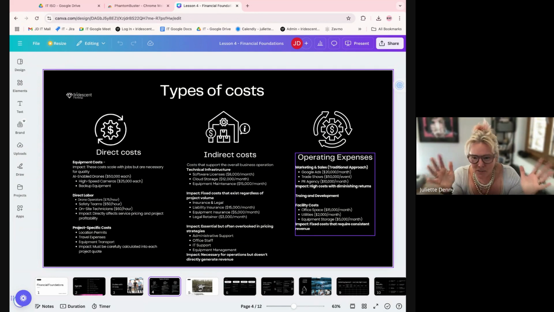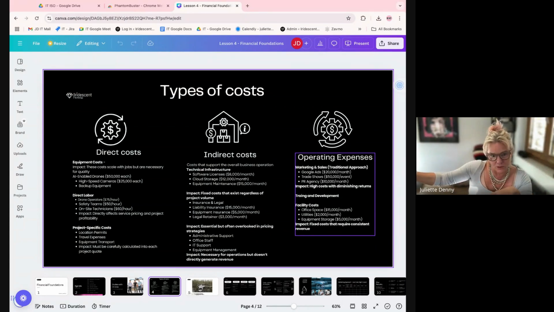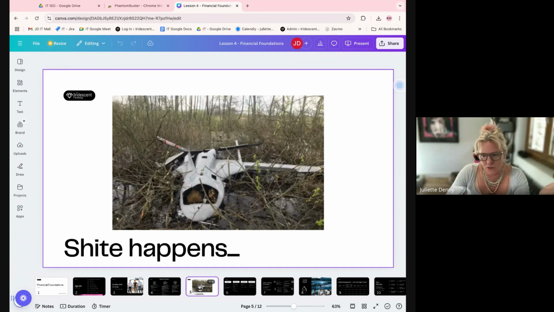So we do need to be careful with growth, with regards to whether it is profitable growth or not profitable growth. So what happens to dudes with drones? Well, like every business underneath the sun, shit happens, right? Shit happens in business all the time.